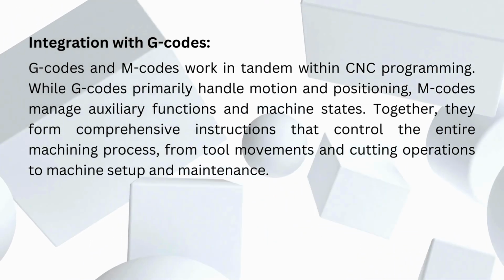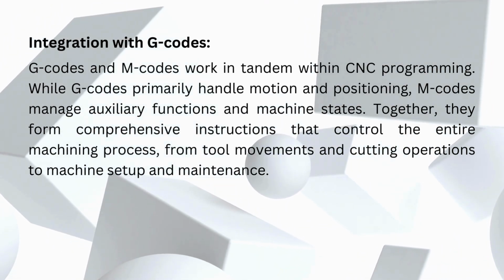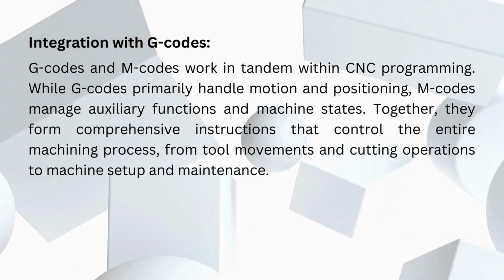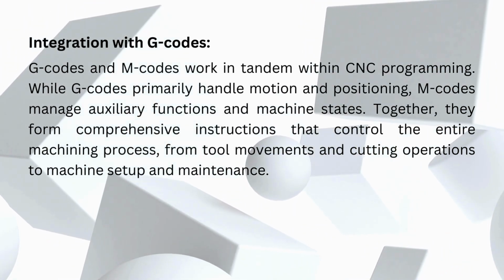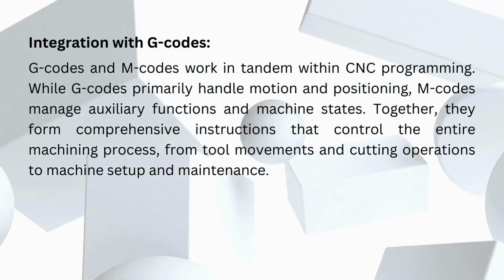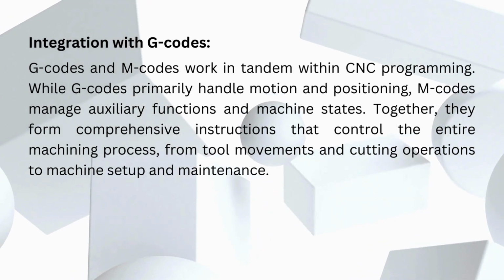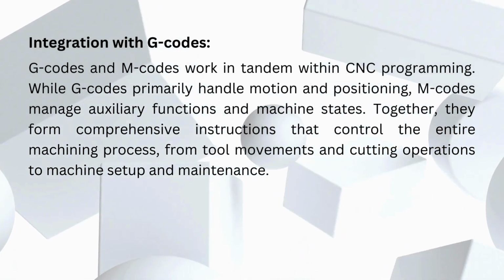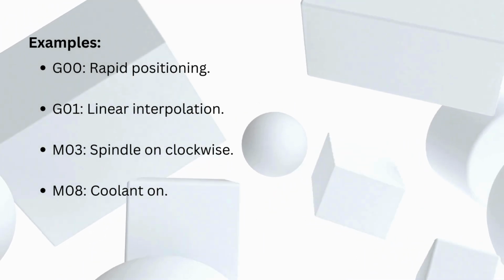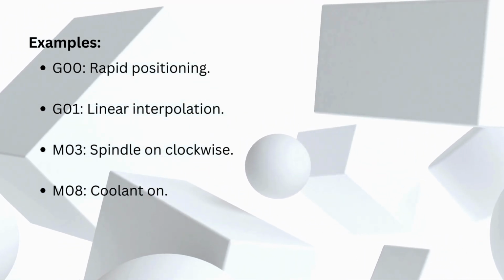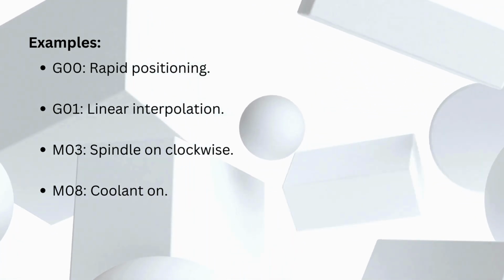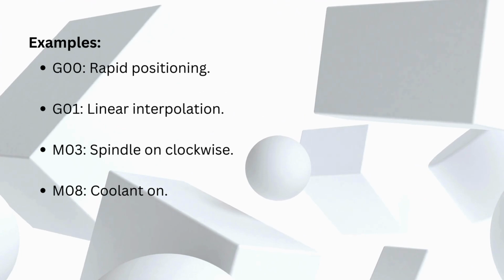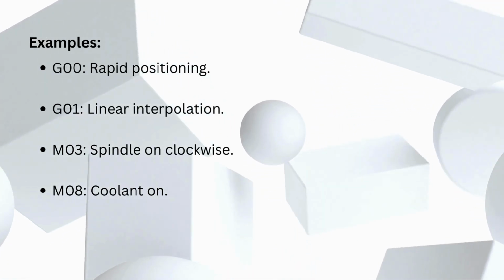Integration with G-codes. G-codes and M-codes work in tandem within CNC programming. While G-codes primarily handle motion and positioning, M-codes manage auxiliary functions and machine states. Together, they form comprehensive instructions that control the entire machining process, from tool movements and cutting operations to machine setup and maintenance. Examples: G00, rapid positioning. G01, linear interpolation. M03, spindle on clockwise. M08, coolant on.